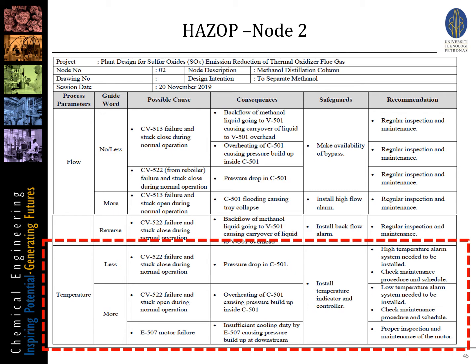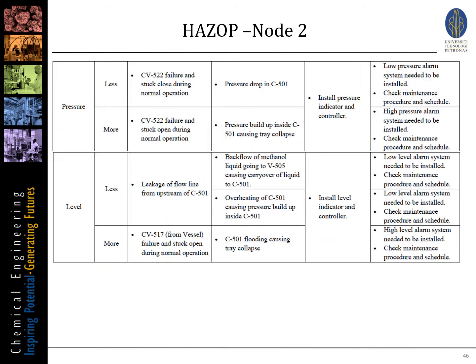So, recommendation for less temperature is high temperature alarm system need to be installed. Check maintenance procedure and schedule. So for more temperature, the recommendations are low temperature alarm system need to be installed, check maintenance procedure and schedule, and lastly, proper inspection and maintenance of the motor. These are HAZOP for node 2. The parameter is pressure and also level.